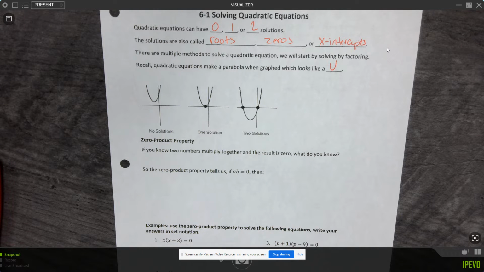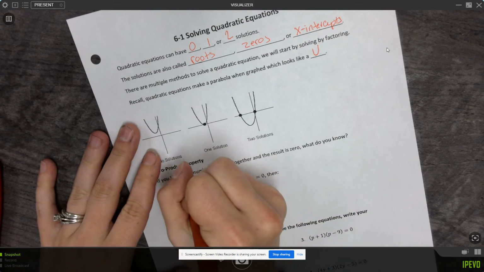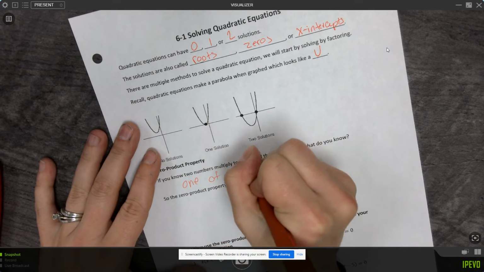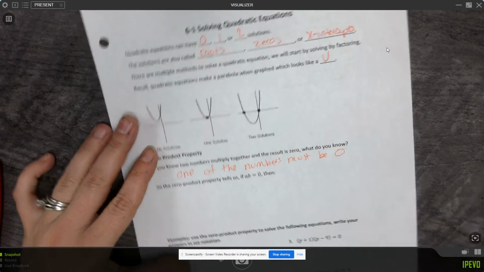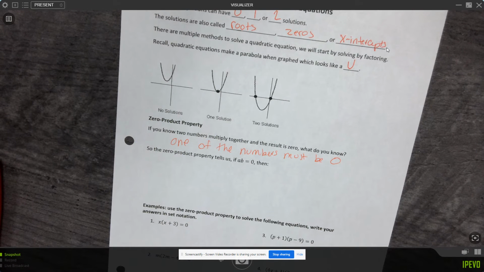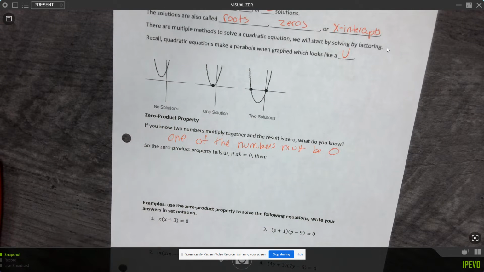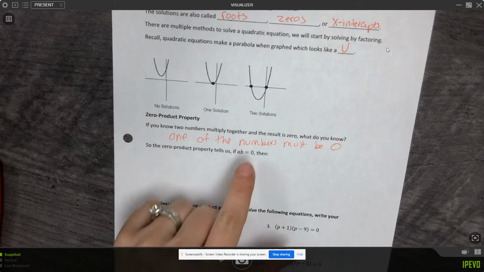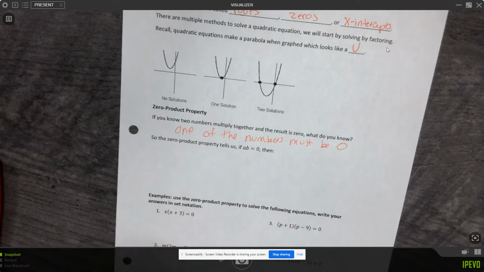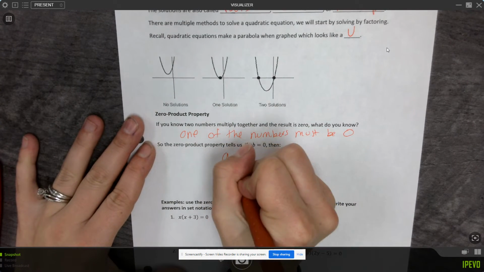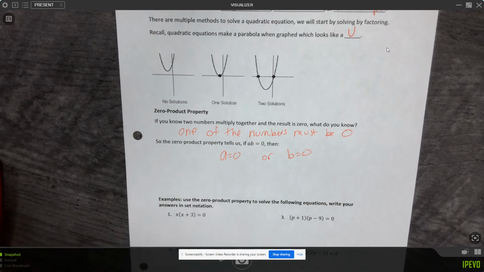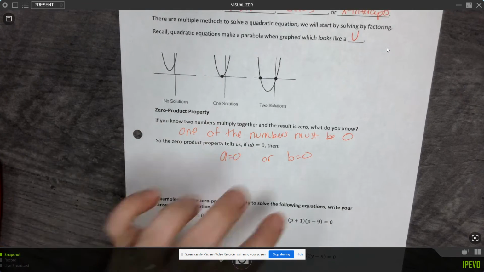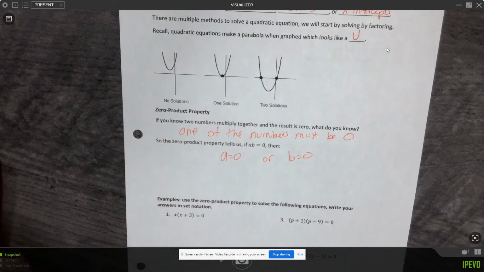If 2 numbers multiply together and the answer is 0, then one of those numbers must be 0. Because the only way to multiply and get an answer of 0 is if you have 0 times something, or something times 0. So the zero product property says if I have 2 things being multiplied, a times b equals 0, then a equals 0 or b equals 0. Right? Because if a is 0, then 0 times something is 0. Or if b is 0, then something times 0 is 0.